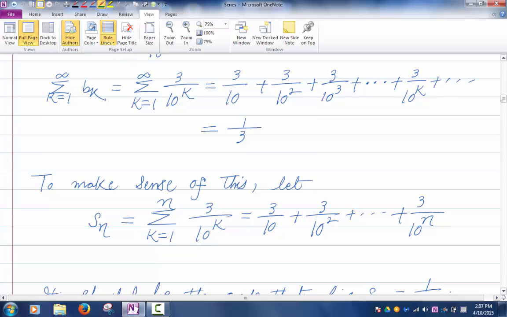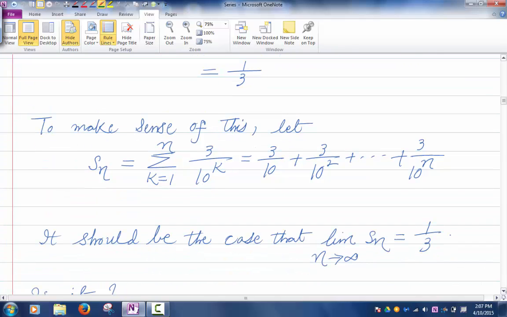Okay. So to make sense of this, we are going to take the nth partial sum of the series. So the summation k going from 1 up to n of 3 divided by 10 to the k. That means we are truncating the series at the nth term. So I am getting rid of all the terms after the nth term and looking at the first n terms of the series. And that is 3 over 10, 3 over 10 squared, up to 3 over 10 to the n. So S_n is that. The nth partial sum of the series is given by that.